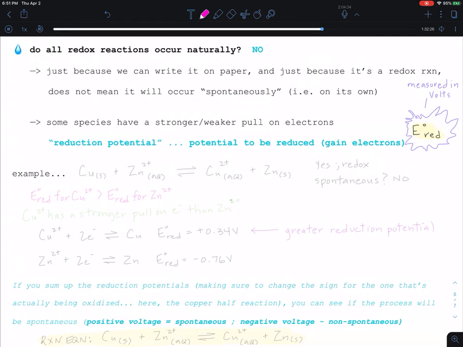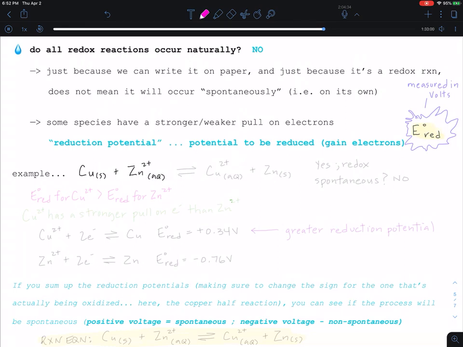So some species, and you can think about this a little bit like electronegativity, have a stronger pull on electrons than others, right? For example, I can write out a nice, easy redox reaction, one that you can recognize right away as, yes, this is a redox reaction. So let me draw this reaction out. I'm going to take some solid copper. I'm going to put it into a beaker with a zinc solution, zinc 2+.